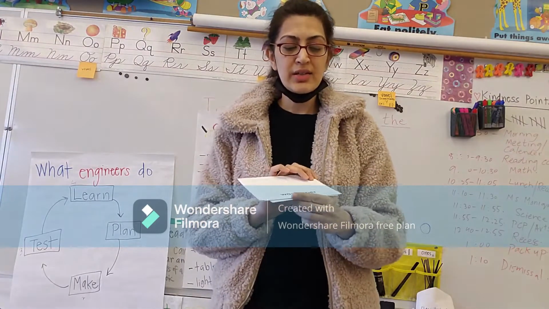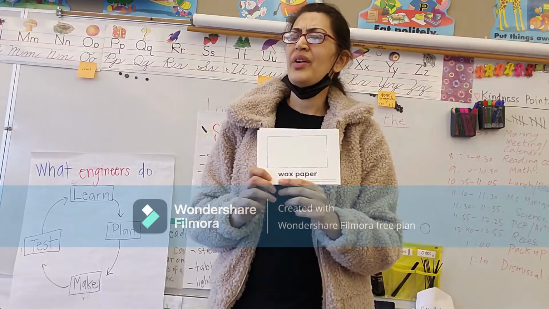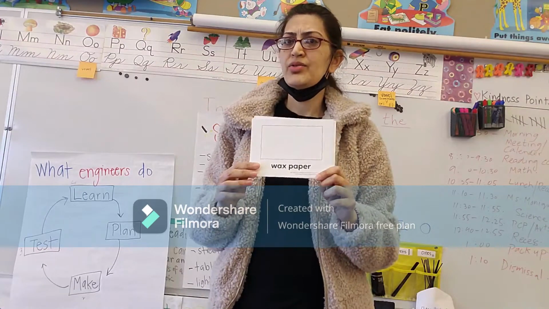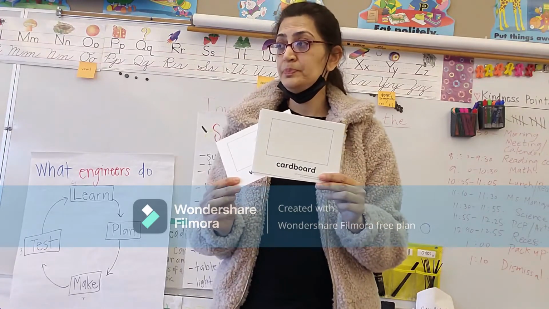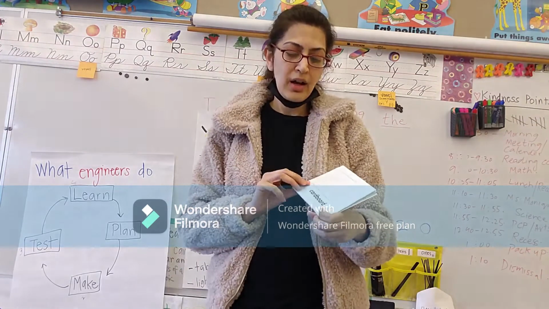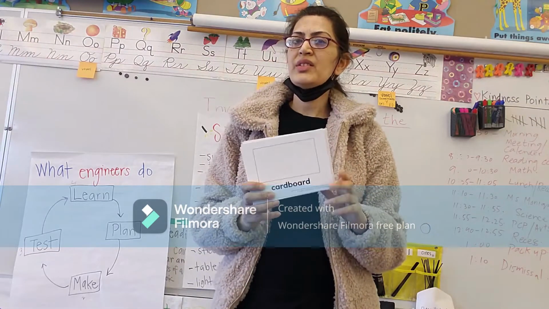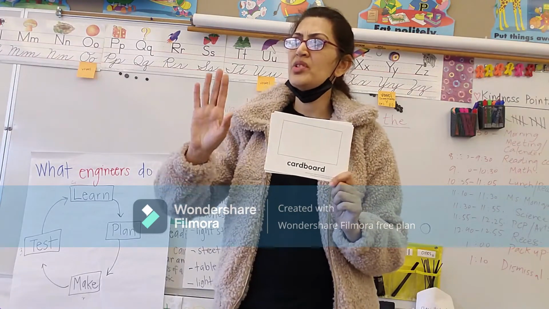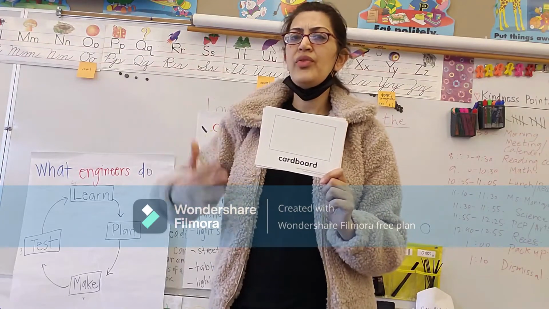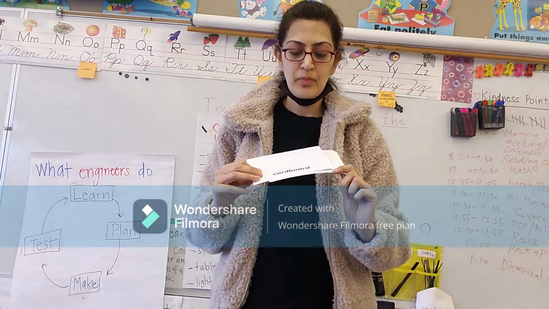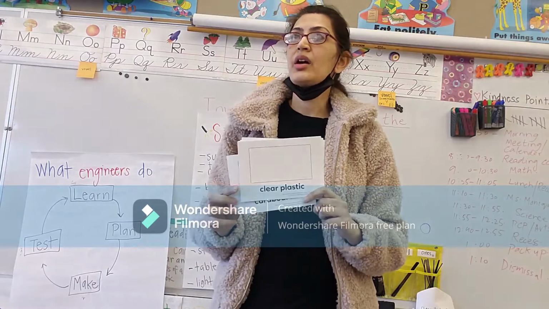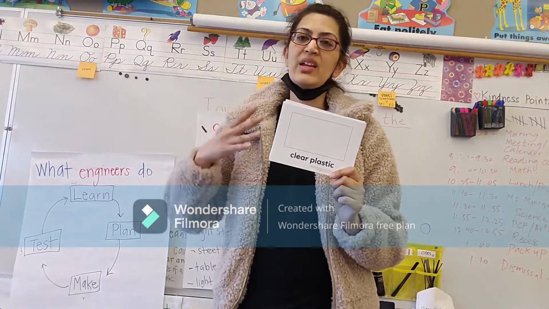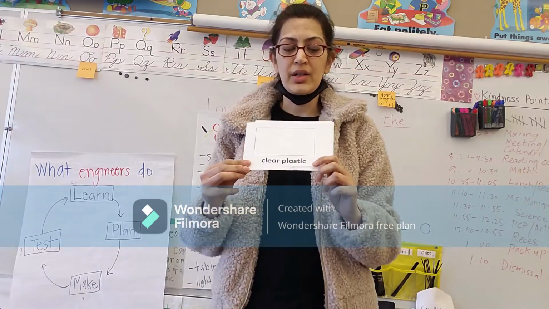So the next is the wax paper. Do you think the wax paper is a very light paper? So it cannot block the light, right? You agree? Okay, and then cardboard. If you look at the cardboard material, it is a very thick material. So if you put the cardboard on the window, it will fully block the light, right? The next is a clear plastic. The clear plastic is just a very clear plastic, so the light can easily pass through the clear plastic.